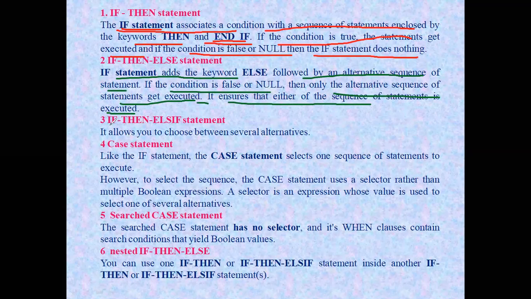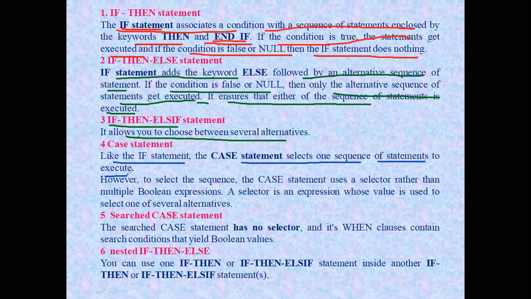Third one is IF THEN ELSIF. It allows you to choose between several alternatives. When you have several alternatives, then you use that. Fourth one is the CASE statement. Like the IF statement, the CASE statement selects one of the statements to execute. Whenever you have more than one statement and you have to select only one of them, you will use the CASE statement. However, to select the sequence, the CASE statement uses a selector rather than multiple boolean expressions.